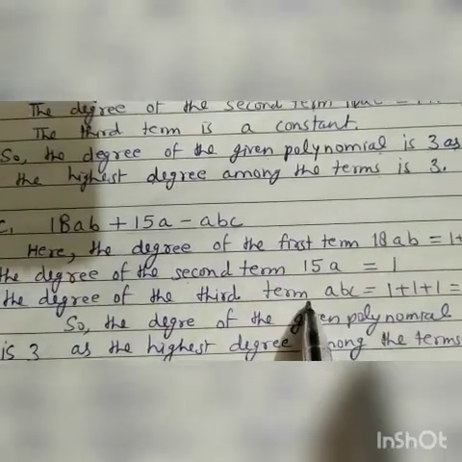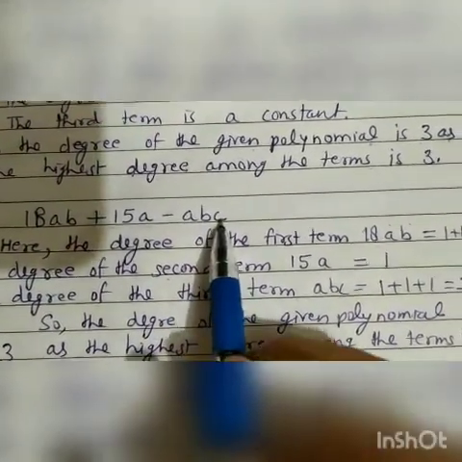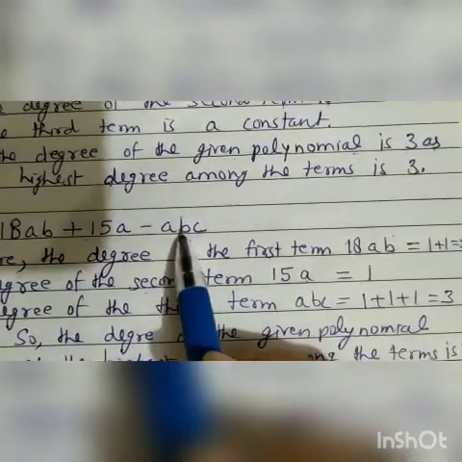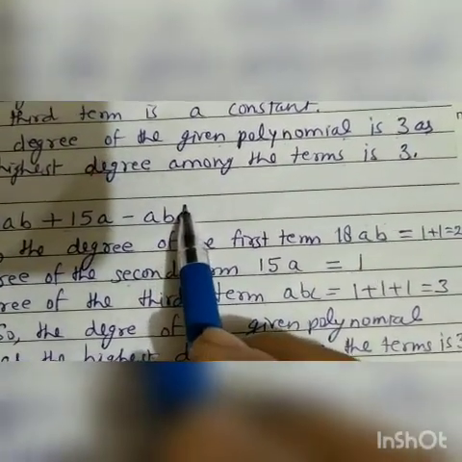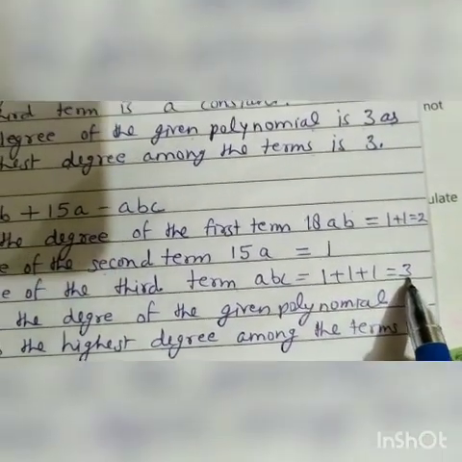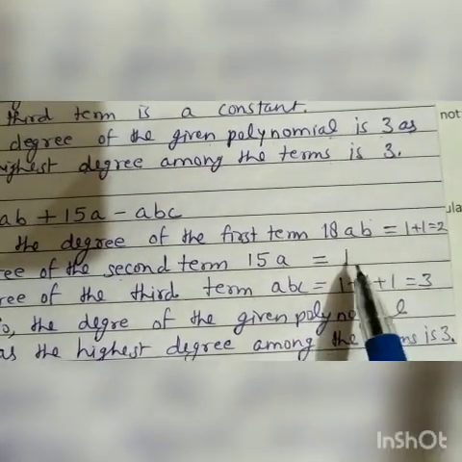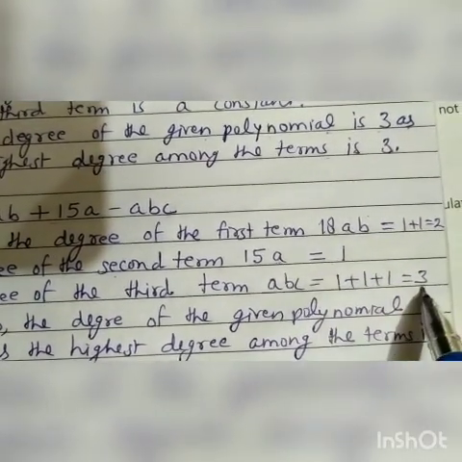Now the degree of the third term abc. In this third term there are three variables, and the power of a is 1, the power of b is 1, the power of c is also 1. We will add these three powers: 1 plus 1 plus 1 is equal to 3. So the degree of the first term is 2, the degree of the second term is 1 and the degree of the third term is 3.